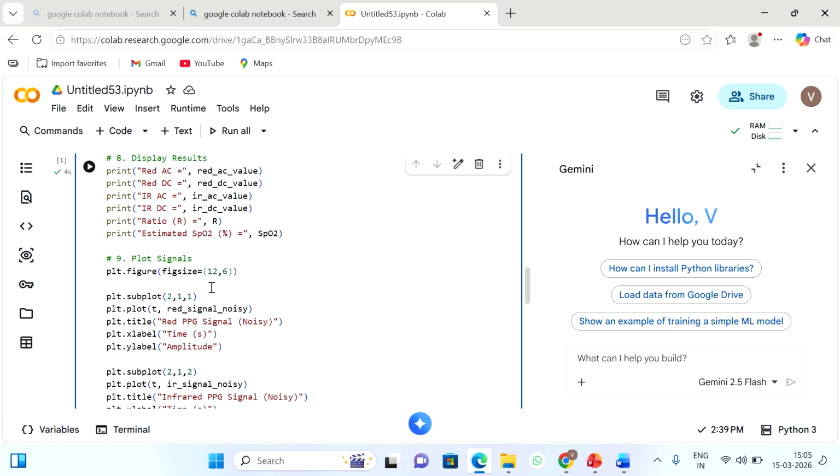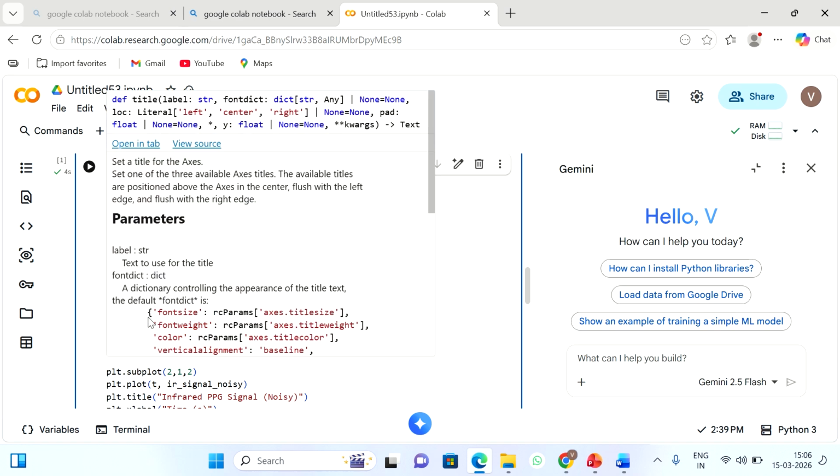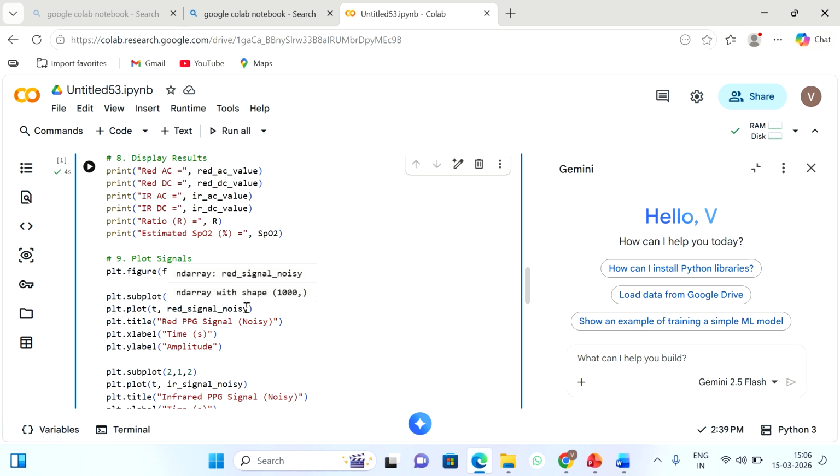So first, the figure size is 12, 6. What is the meaning of 12, 6? The width is 12 and the height is 6. Then subplot: we are going to have only two graphs, so two rows, one column. In the first position is the red PPG signal, the graph of time versus red signal noisy. The x-axis is time, and the y-axis is amplitude in volts.